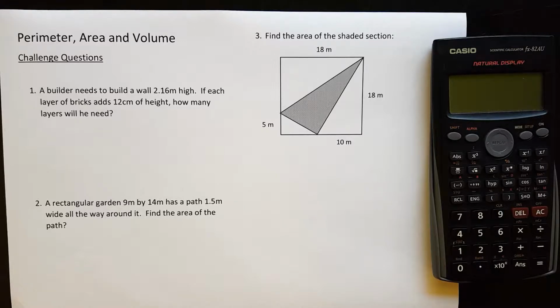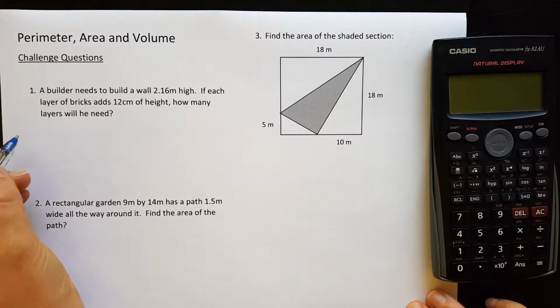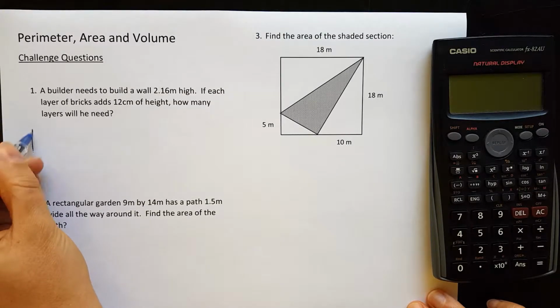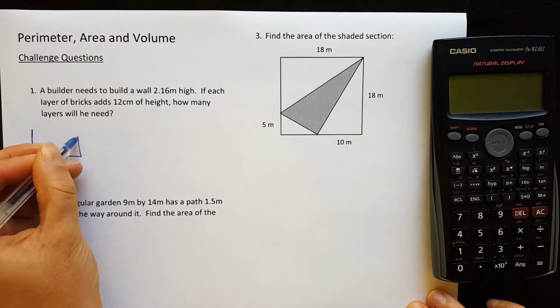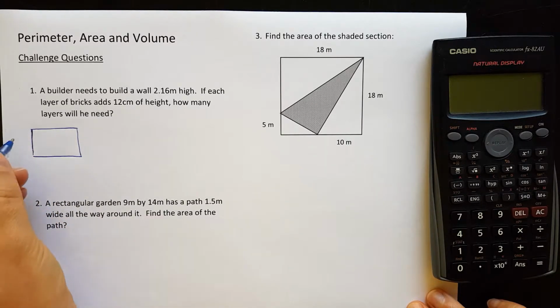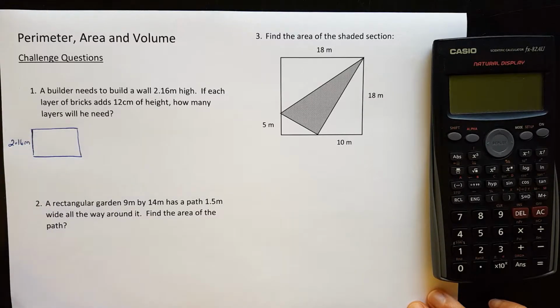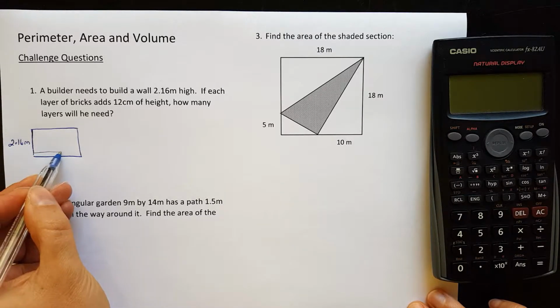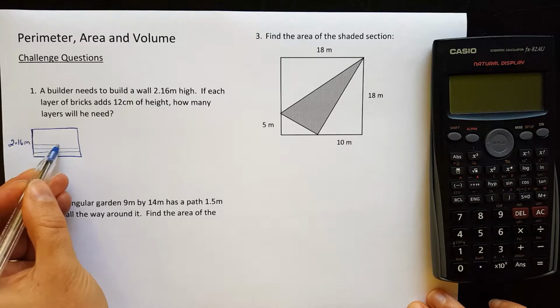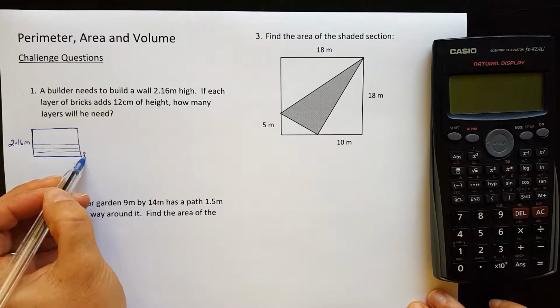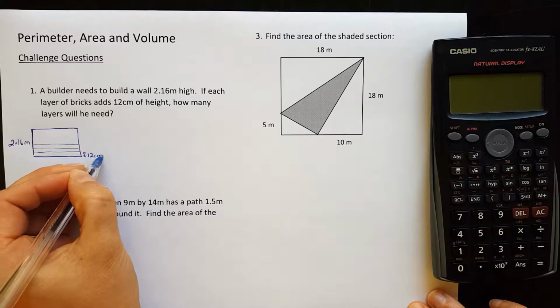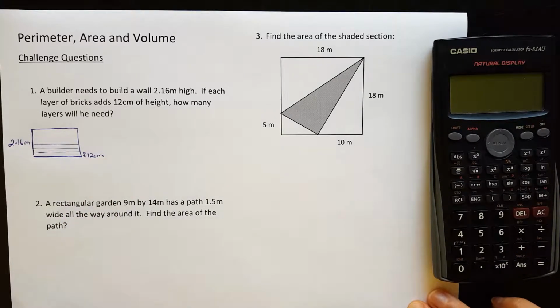A builder needs to build a wall 2.16 meters high. If each layer of bricks adds 12 centimeters of height, how many layers will he need? So we have a wall, and the height of the wall is 2.16 meters tall. And we want to add the layers of bricks that make this wall. Each one of those little layers there is 12 centimeters. So how many layers are we going to need to do the whole wall?